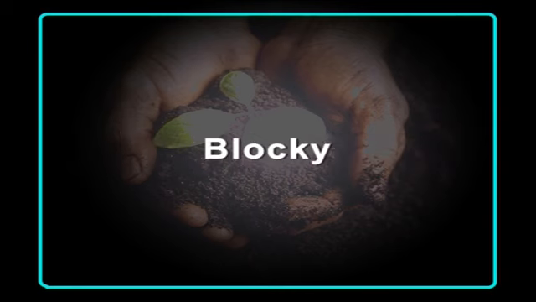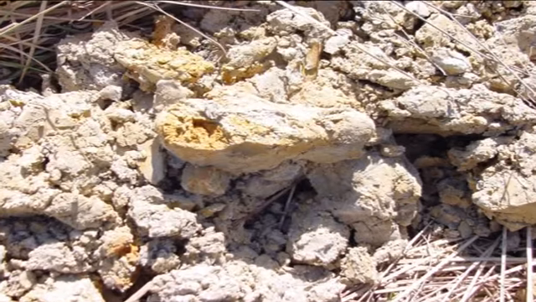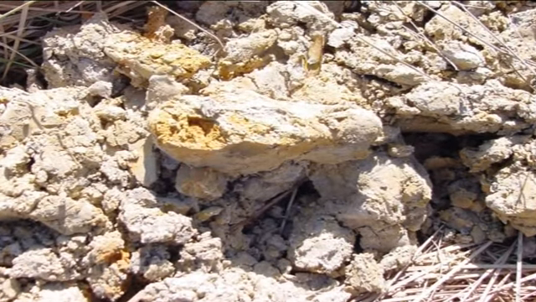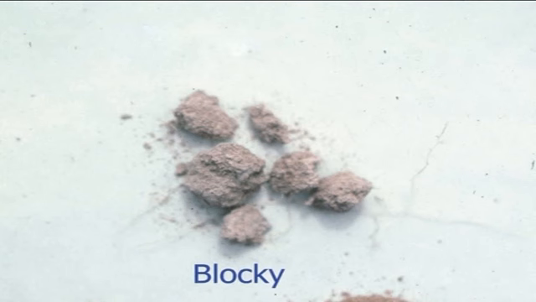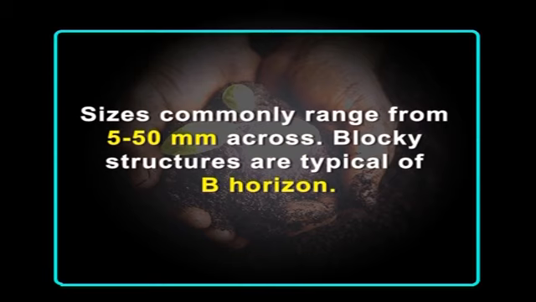Platy structure can be found in A, B and C horizons. Next is blocky. They are roughly cube shaped with more or less flat surfaces. If edges and corners remain sharp, we call it angular blocky. Sizes commonly range from 5 to 50 millimeter across. Blocky structures are typical of B horizons, especially those with high clay content. They form by repeated expansion and contraction of clay minerals.